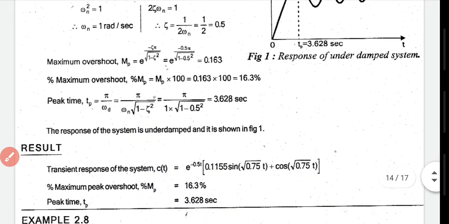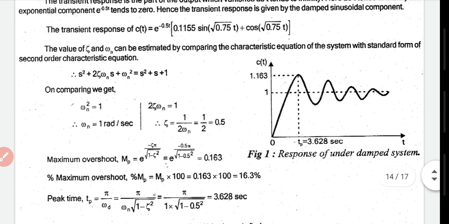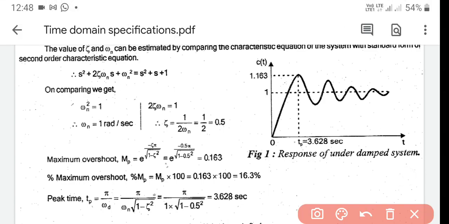So now equating that with the standard form. The standard form is s square plus 2 zeta omega n s plus omega n square, that is equal to s square plus s plus 1. Here what is the value of omega n? Here omega n square is equated with 1. So omega n square is equal to 1, omega n is equal to 1 radians per second.